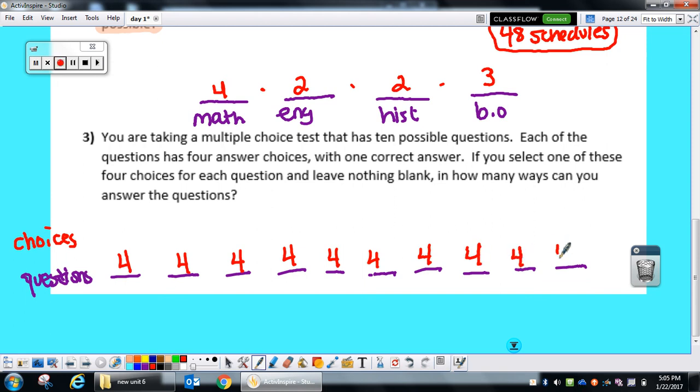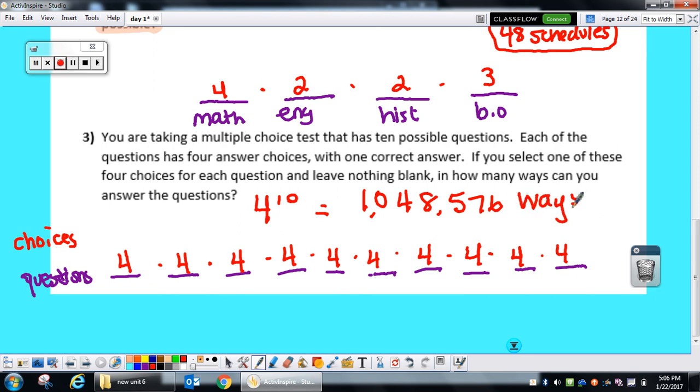So you could do 4 times 4 times 4 times 4 times 4, 10 times, or you could make it simpler on yourself to make sure you don't miss any 4s, and just do 4 to the 10th power, which would be this number, which is, you add the commas in, 1,048,576 different ways you could answer that 10-question test. Okay?